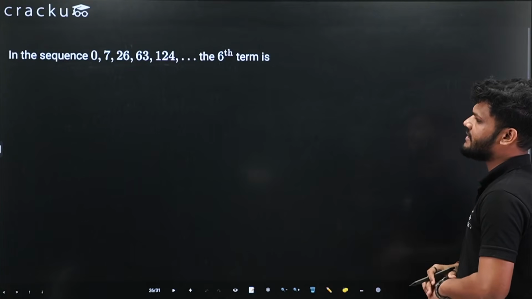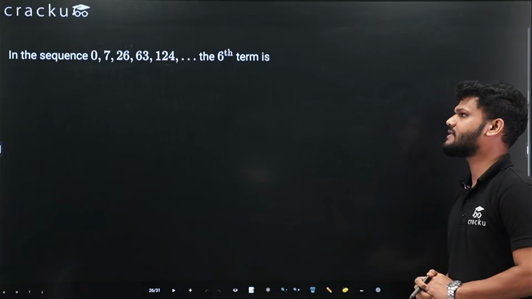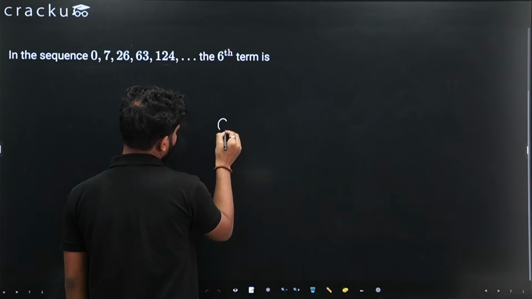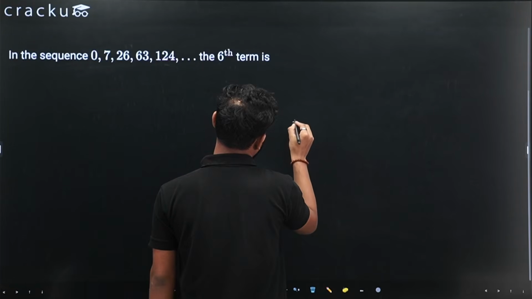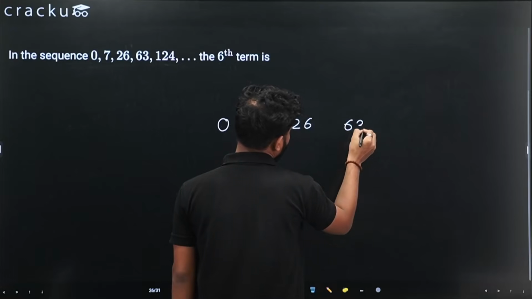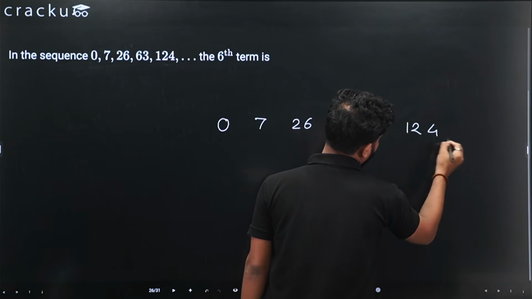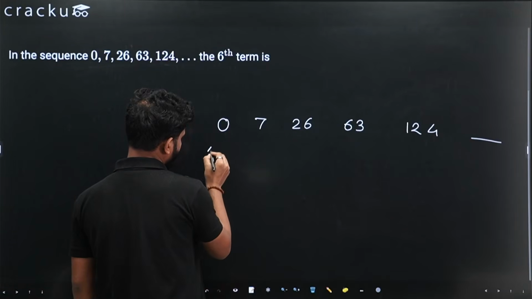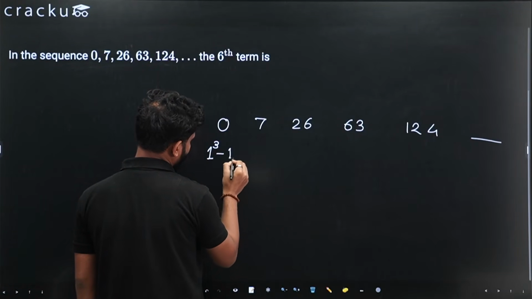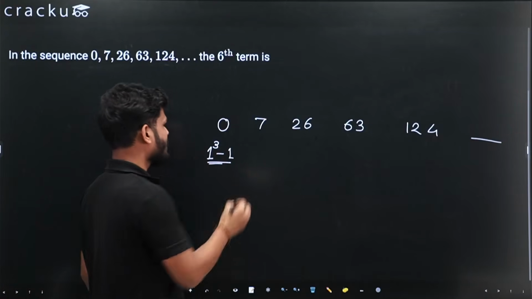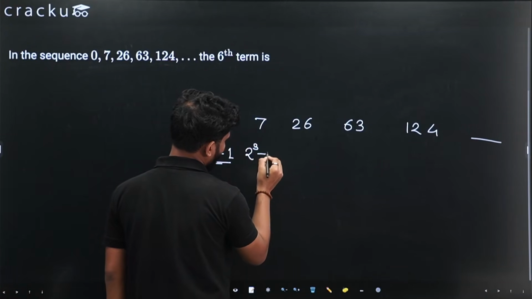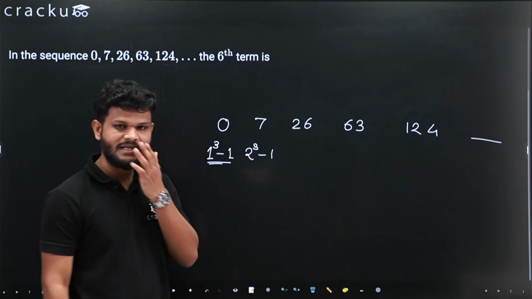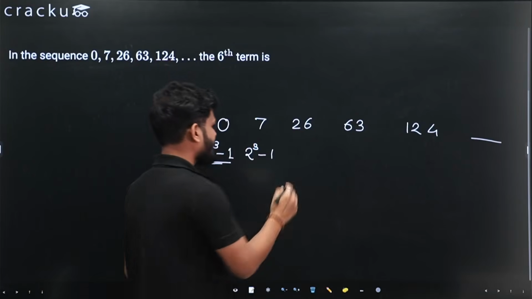In this question we are asked, in the sequence 0, 7, 26, 63, 124, find the sixth term. So I have 0, 7, 26, 63, 124, and I need to find the sixth term. If you focus here, this is nothing but 1 cube minus 1, which is 0. This is 2 cube minus 1. 2 cube minus 1 is 8 minus 1, 7.